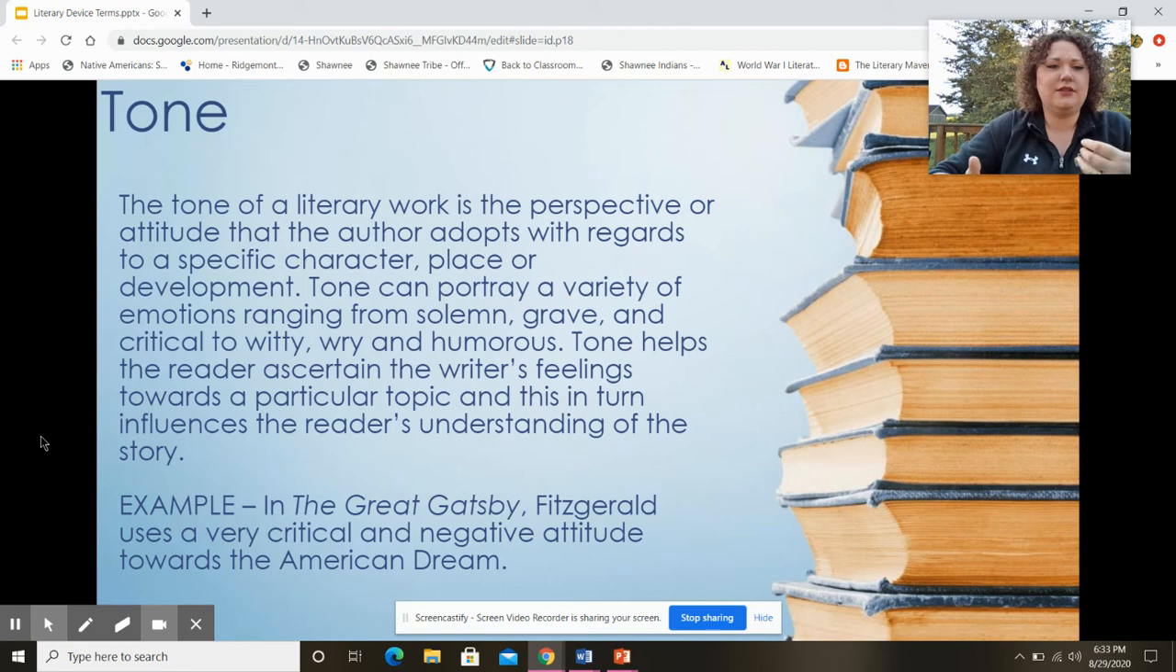So it's portraying different emotions or attitudes. It's really helpful when you're looking for a tone: what is the attitude that the author is taking towards a specific subject matter or towards a character or towards an event? Okay, so a tone could be solemn or grave, critical, witty, wry, humorous, negative, but what is that attitude that they're taking towards that subject? So in The Great Gatsby, our author Fitzgerald takes a very critical and negative attitude towards the American dream. And that's the tone that he sets up as we start connecting to it ourselves and then creating our moods. So when you're looking for a tone, think about what attitude the author is giving to the piece, okay?